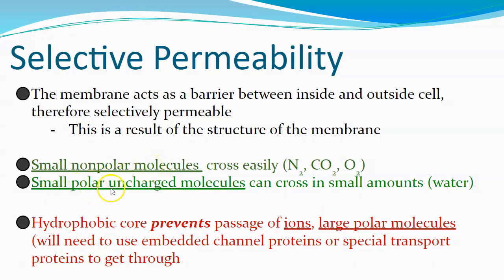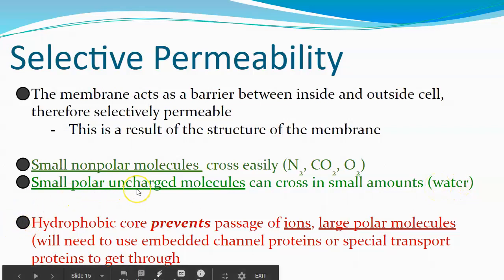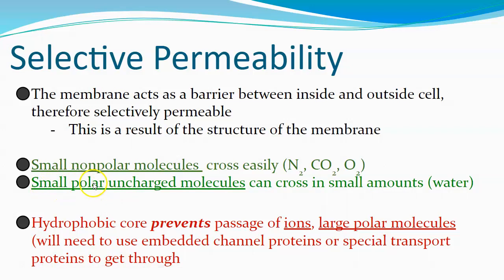Small polar uncharged molecules can cross in small amounts. So what does this mean? Small polar uncharged molecules. Overall, we've learned that water is a polar molecule, but it only has a tiny bit of a slightly positive end and a negative end, but overall, it's not charged. There's a balance of charges there. There's not a plus or a minus overall on the whole molecule, so that's why it's considered that. And in small amounts, it's able to pass through too.